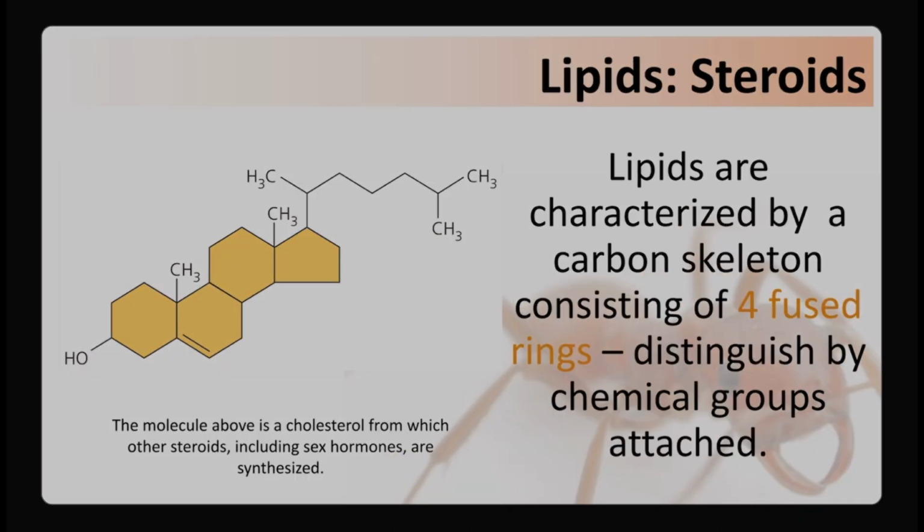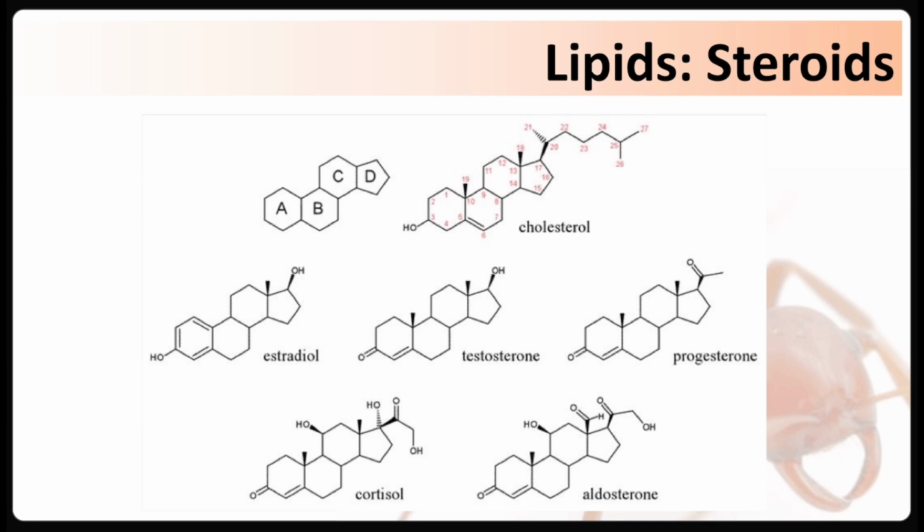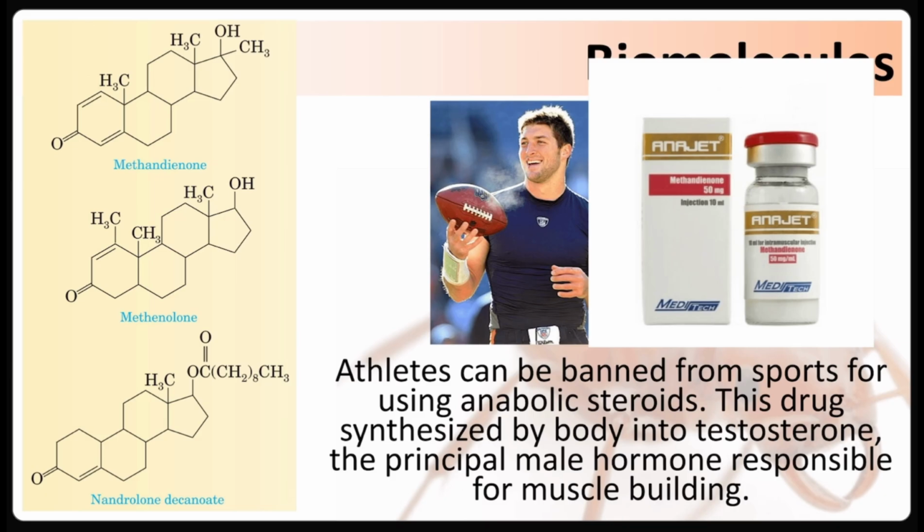Now, these are the examples of steroids that are essential for life. We have cholesterol, estradiol, testosterone, progesterone, cortisol, aldosterone. If you can see, they have different attachment to the 4 carbon rings. Okay, that's what makes them unique from each other. Okay, now, anabolic steroids are synthetic substances similar to male hormone testosterone that promote muscle growth and increase strength. Okay, that's one example of a steroid.